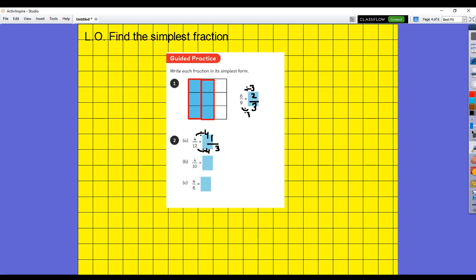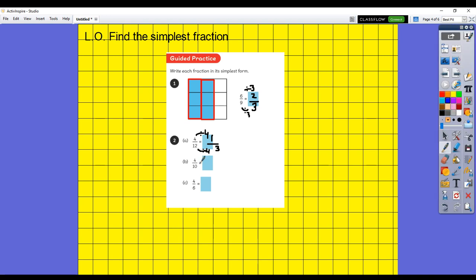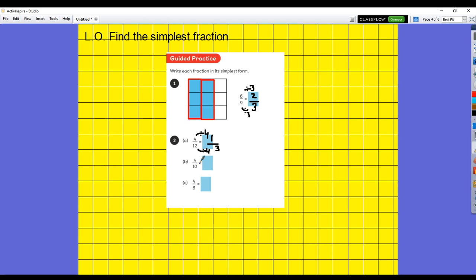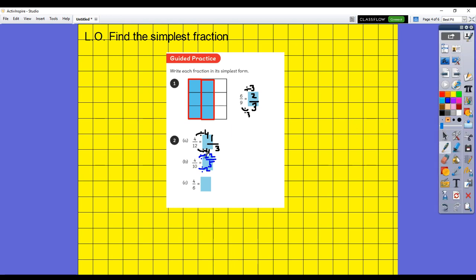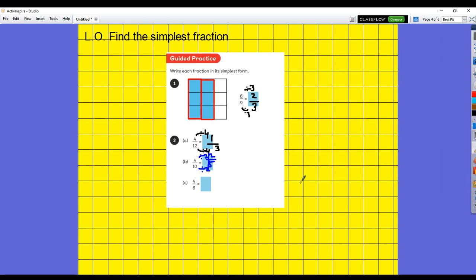Now what about 4/10? Let me change my colour. Does 2 go into 4 and 10? Well, it's in the 2 times table, so that's right. We know that 10's not in the 4 times table, and we know that 5 isn't in the 4 times table, so let's stick with 2. So 10 divided by 2 is going to be 5, and then 4 divided by 2 is going to be 2. So then we have 2/5. I'm just going to draw a line down here. 4/10 is the same as 2/5.